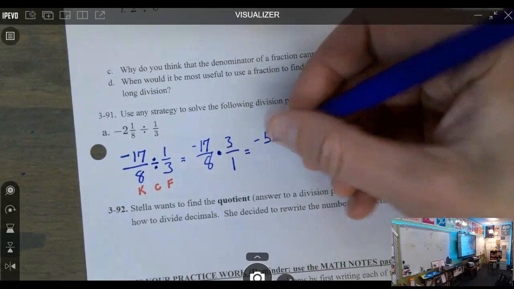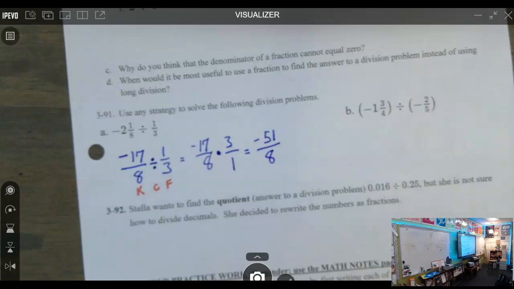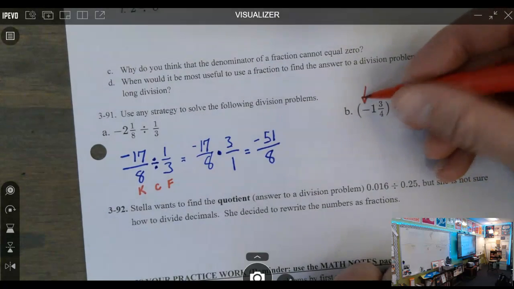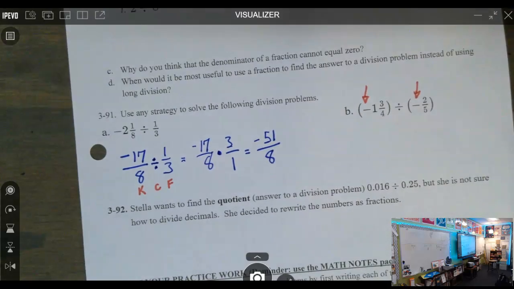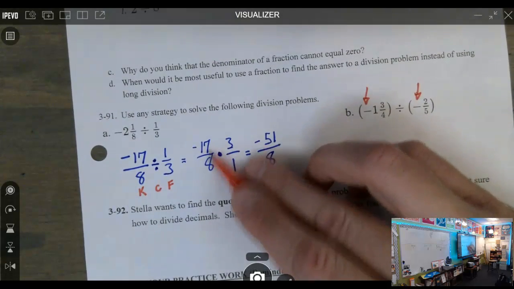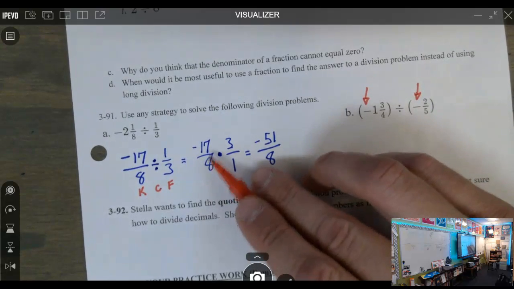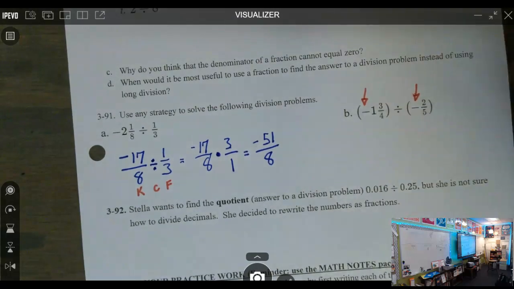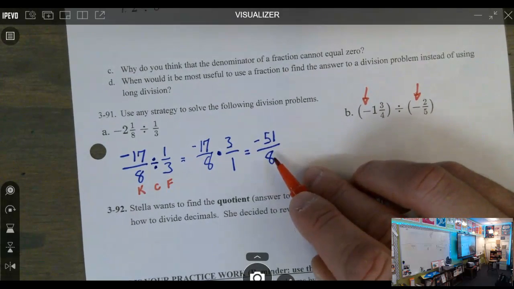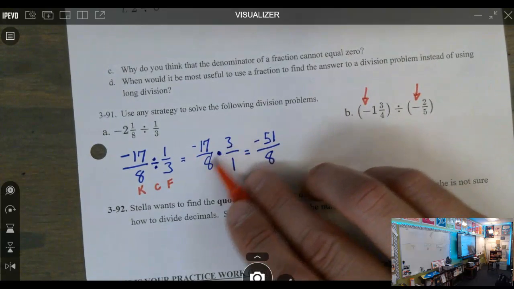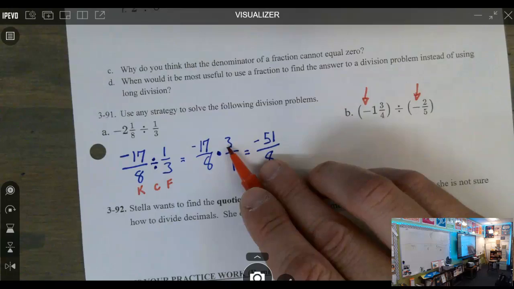Negative 51 over 8. Grace, can only the opposite, like the diagonal numbers, cancel each other out? No. If 17 and 8 could reduce with each other, like if this was 16 over 8, those could reduce. You can always reduce things top, bottom. Now you can also just wait till the end, because you can always wait and reduce at the end. So even if this was like 4 and 8, we could reduce here, but we don't have to.